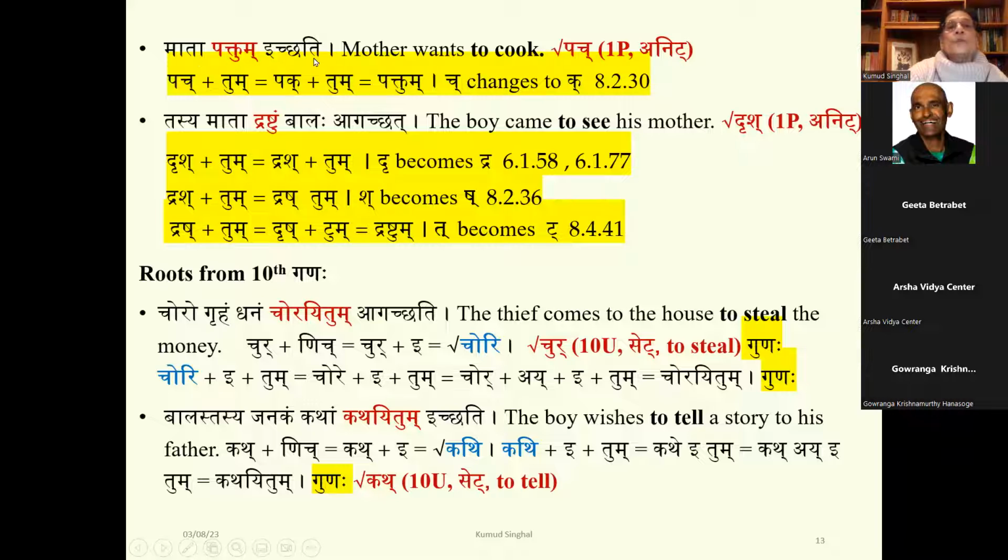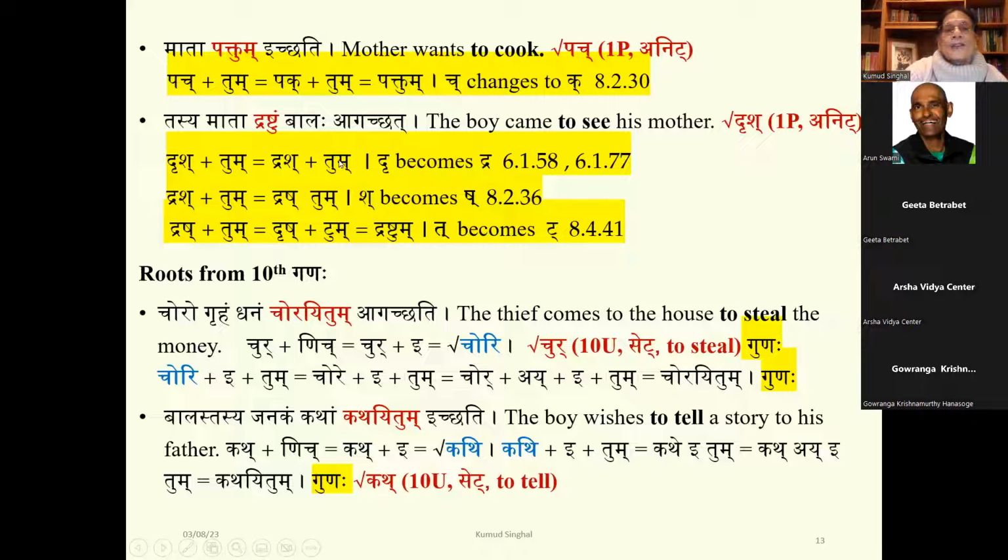Mata paktum ichhati. Now, the dhatu is pach. So the mother wants to cook. So pach becomes paktum. Pach plus tum. There is a sandhi going on, which is 8.2.30, so the cha becomes a ka. So it becomes paktum. So the tumun form of pach is paktum.